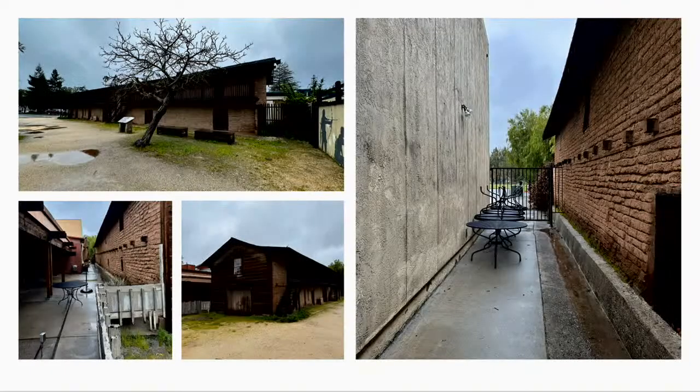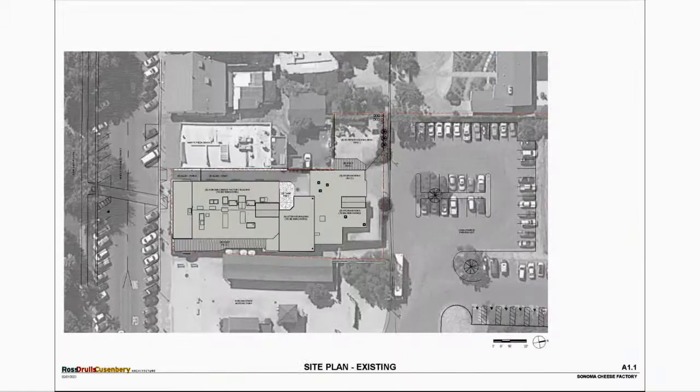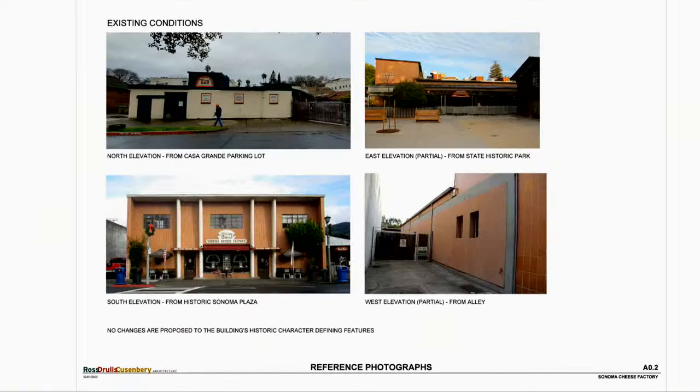Here are some photographs. This is the servants' quarters and shows the little alley that goes between the cheese factory and the servants' quarters. Here's the existing site plan. So the Sonoma Plaza is to the left and the Casa Grande parking lot's to the right. And here are the existing elevations. On the top left is the north side from the Casa Grande parking lot. Over to the right is the east elevation looking from the historic park. Then the front looking at the cheese factory from the Sonoma Plaza. And then the west elevation, which is in that alley.